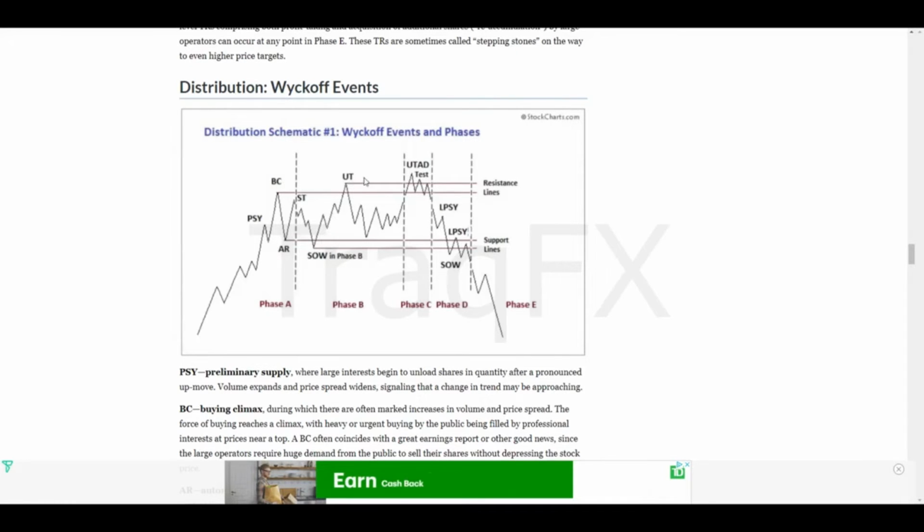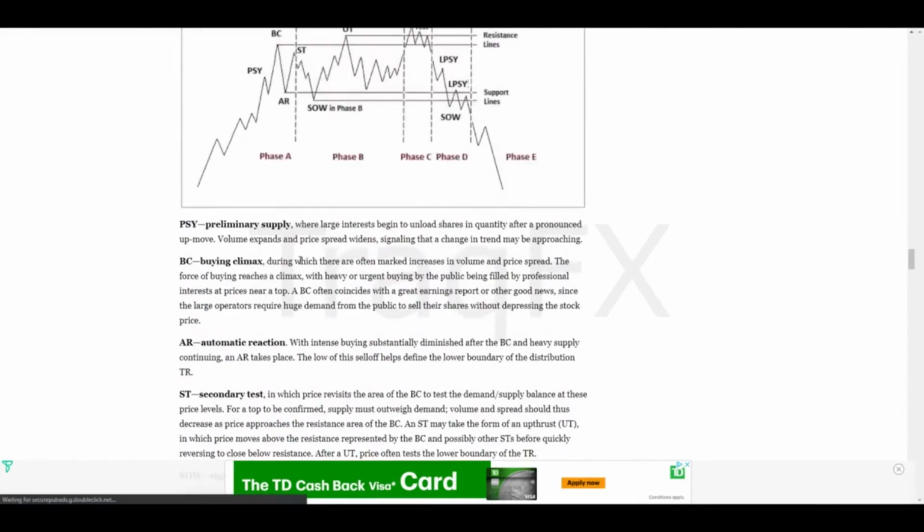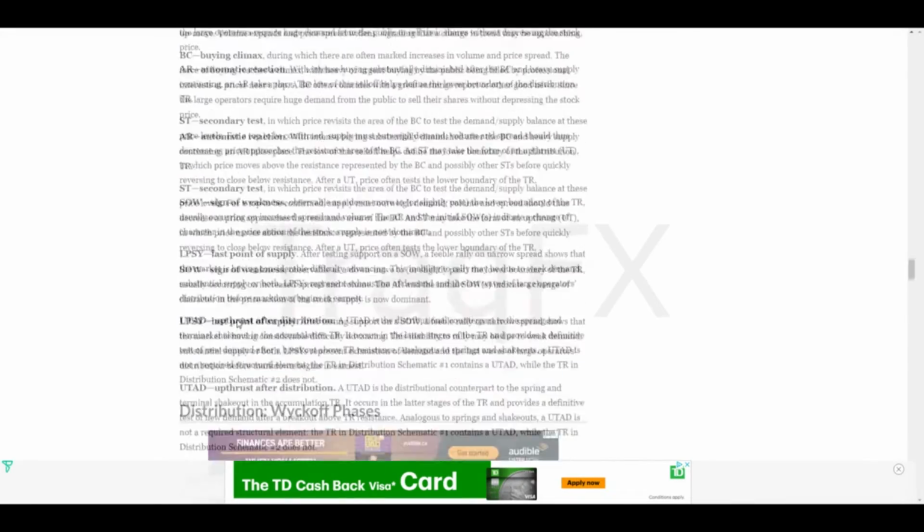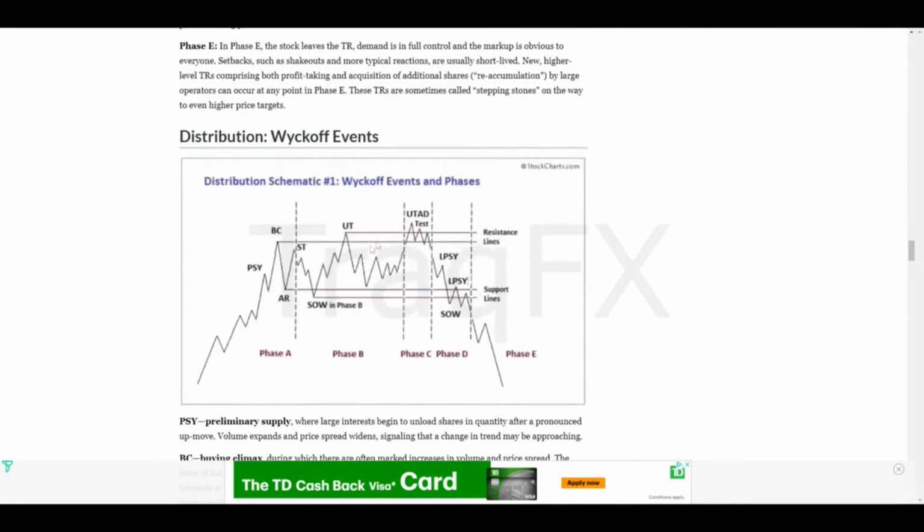So after the sign of weakness, we have an upper thrust. This is the exact same thing as an ST and B; in a distribution it's called an upper thrust. This is basically the market clearing any liquidity of the ST and the BC. I don't know why they don't have the UT here for some reason. It's really weird, but just take my word for it, that's what it is.